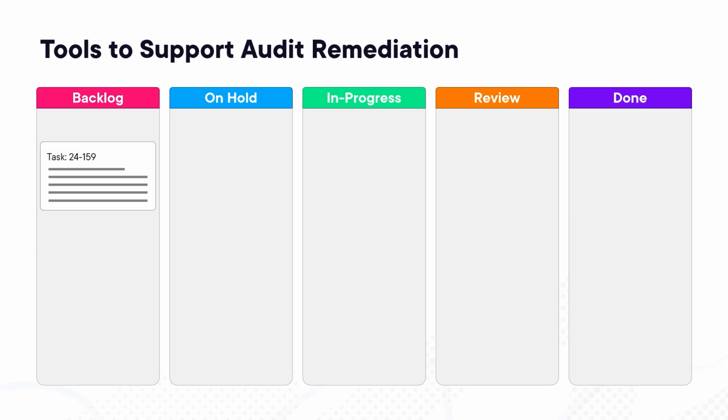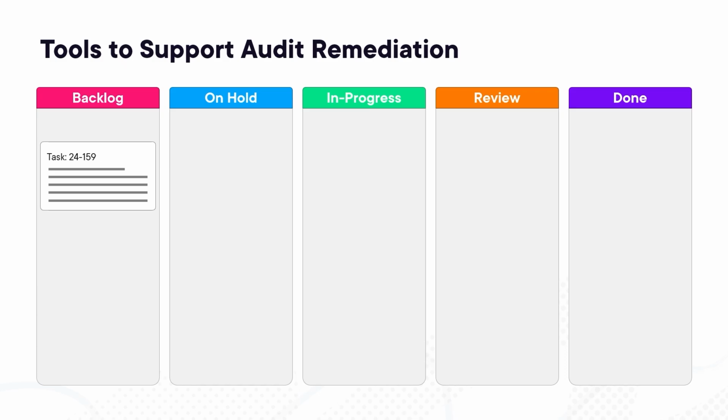So when we create a task, we put it in our backlog. It is assigned a number, in this case 24-159. We have all the details of that task included. So you can actually click on this. It drills down and gives you all of the relevant information, the history of it, what actions have been taken, and so on and so forth. But in this case, it's currently sitting in the backlog waiting for someone to pick it up.